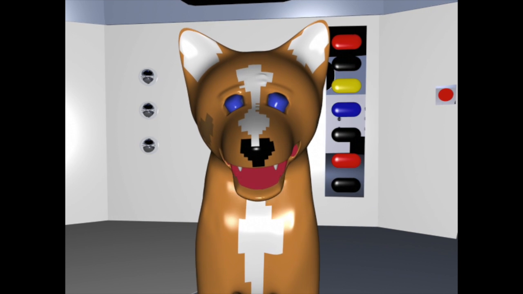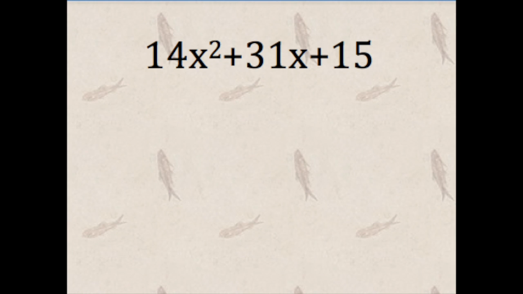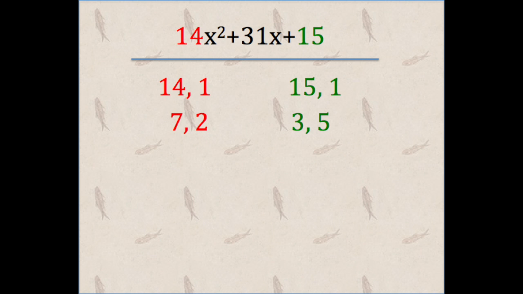I know this may seem complicated, but it's really not too bad. Let's consider this example. All we need to do is think about what two numbers we could multiply together to get our a value 14, and what two numbers we could multiply together to get our c value 15. We could use some combination of 14 and 1, or some combination of 7 and 2 to make 14. And we could use some combination of 15 and 1, or 3 and 5 to make 15.